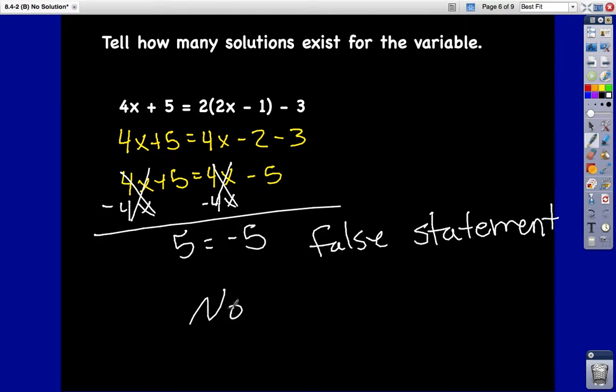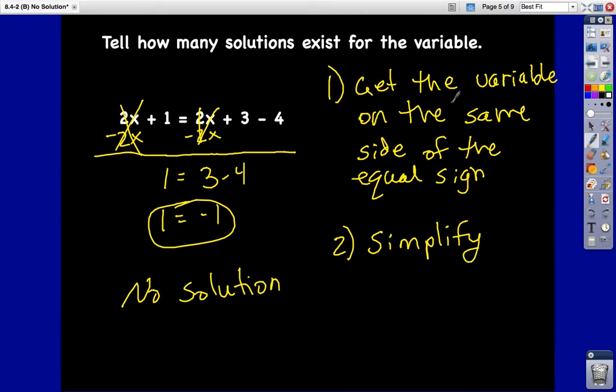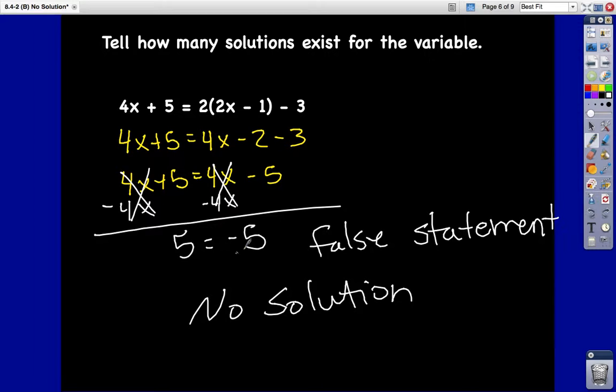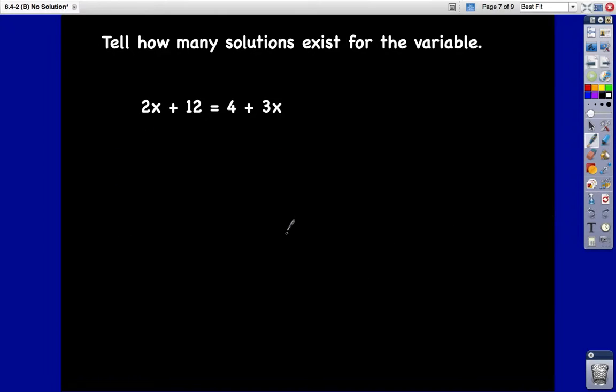So no solution exists. Now, it was just sort of a bad coincidence with my example problems that I ended up on this last problem with 1 equaling negative 1, and on this problem 5 equaling negative 5. You could still end up with false statements that aren't opposites. So you could end up with 2 equals 3. That's a false statement. That would be no solution. It won't always end up being like 5 equals its negative version. Sometimes you'll end up with totally different numbers. All right, one more problem, then we're done.